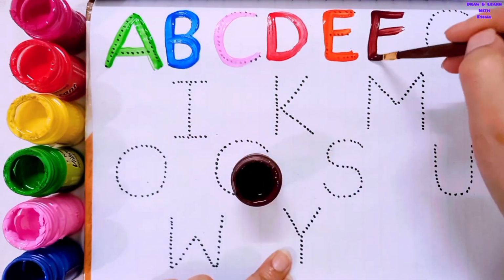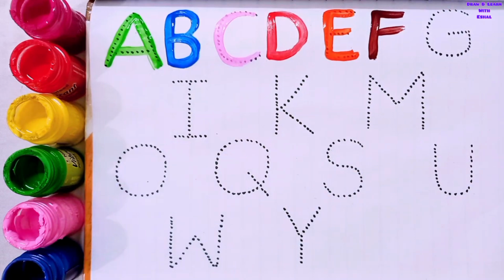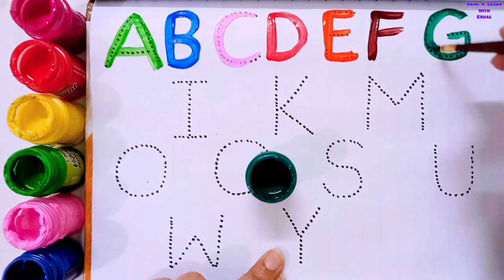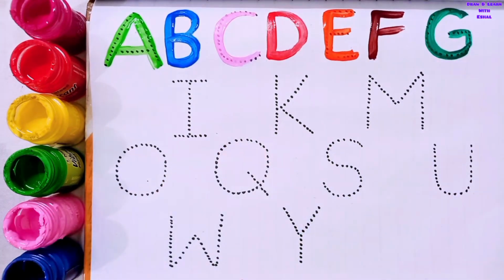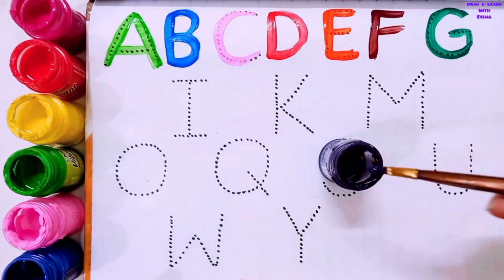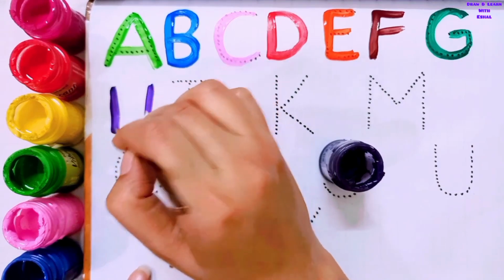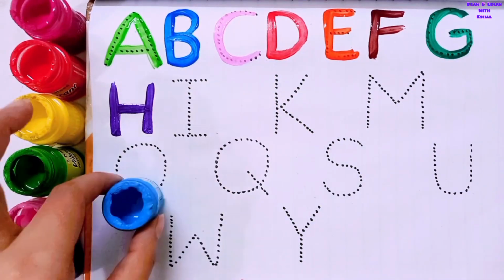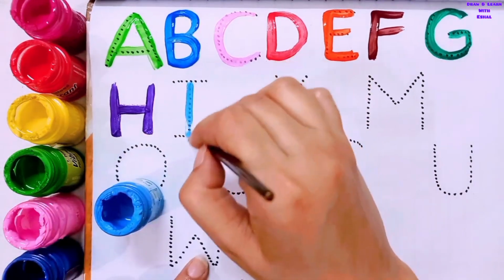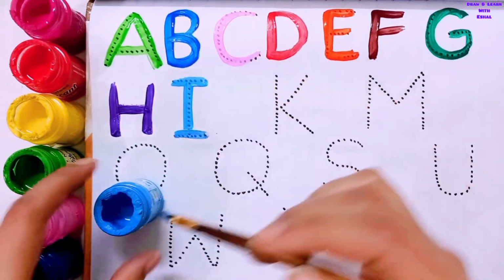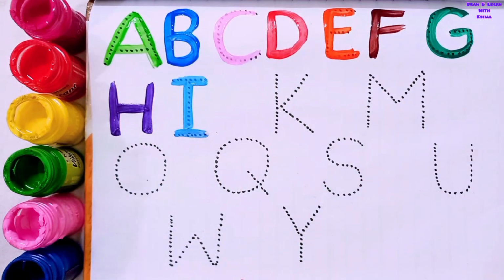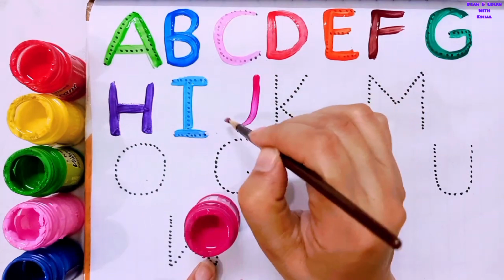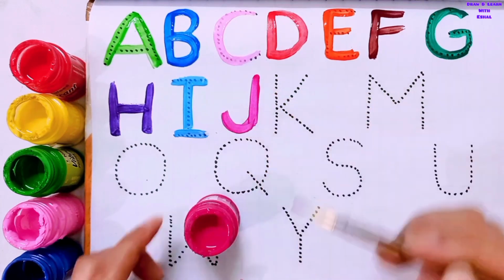F for frog. F for fish. G for grass. G for jug. H for hat. H for hen. I for ink. I for insect. J for juice. J for jug.